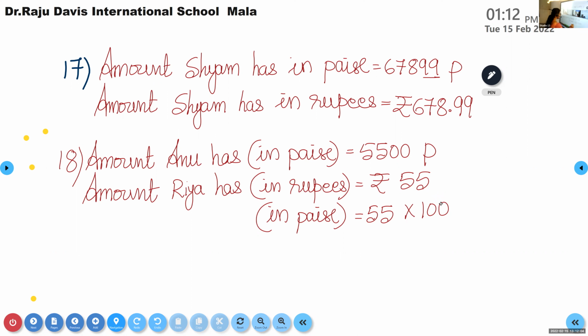Sringa, what will be the answer now? 55 into 100. 5,500. Yes, 5,500. Now, when you multiply with 100, you have converted into paise. So, the unit can be written as paise. So, amount Anu has is 5,500 paise. Amount Riya has is also 5,500 paise. So, at last, what will you write over there, whether they have the same amount of money?